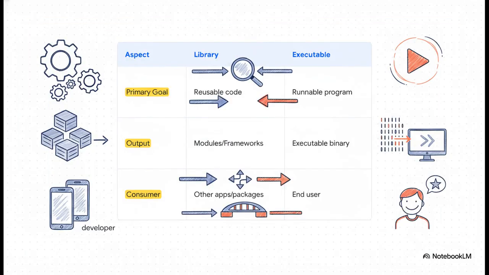Let's dig in just a little deeper. The goal and the output are different, of course. Reusable modules versus a runnable binary, but look at that last row, the consumer. This right here is probably the most critical distinction of all. A library is built for other code, for other developers to use. An executable, that's built for an end user to actually run.